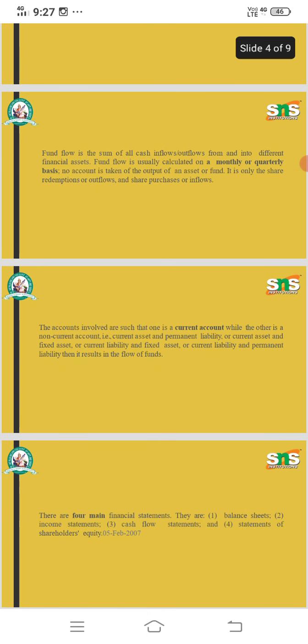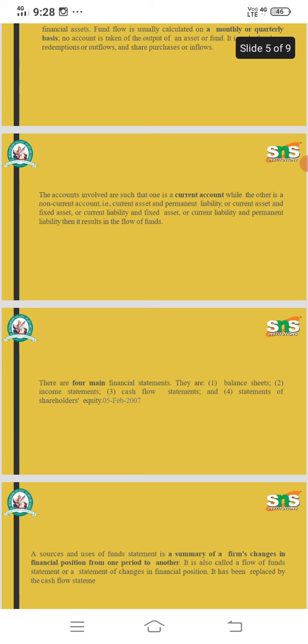Fund flow is the sum of all cash inflow or outflow from and into different financial assets. Fund flow is usually calculated on a monthly or quarterly basis. No account is taken of the output of an asset or fund. It is only the share redemptions as outflows and share purchases as inflows.